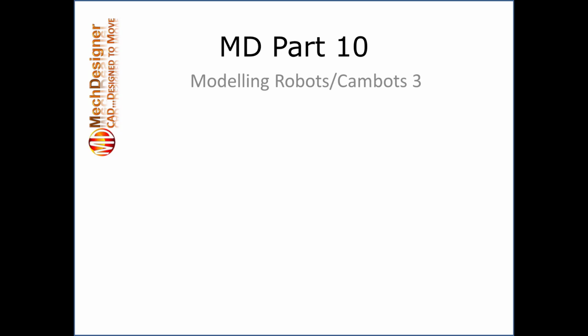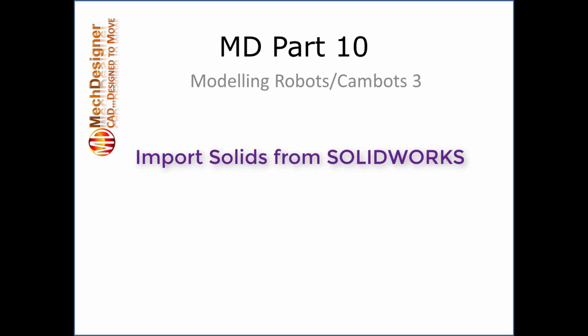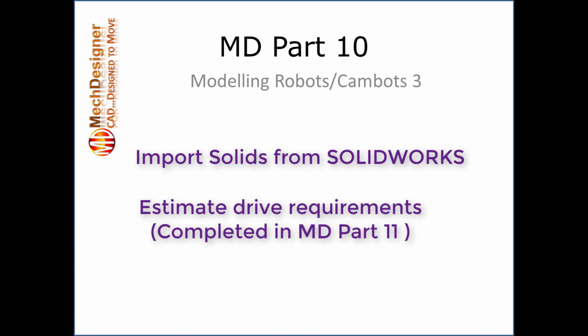Now, to see if our MAD bot is practical, we need to add some mass to its parts and select some motors and gearbox or ball screws to see if it will work. So in this tutorial I will show you how to import solids and mass properties from Solidworks and then how to use these to calculate drive requirements so that we can get an idea of the robot's performance.